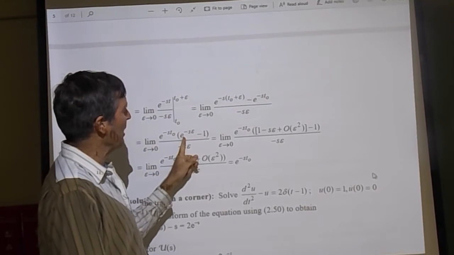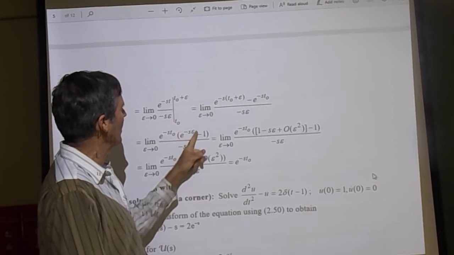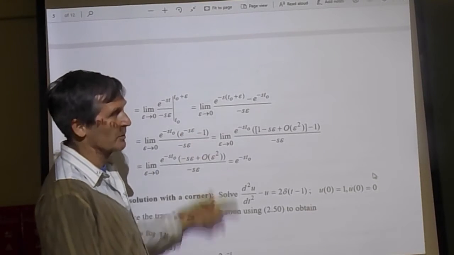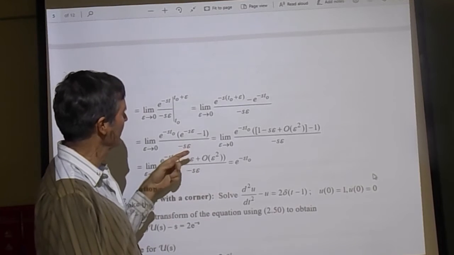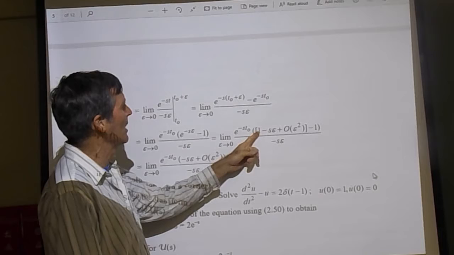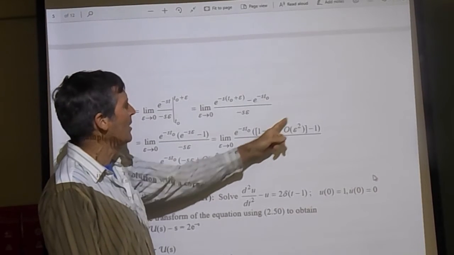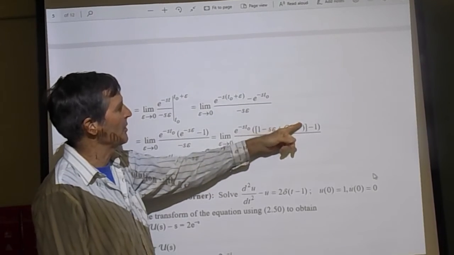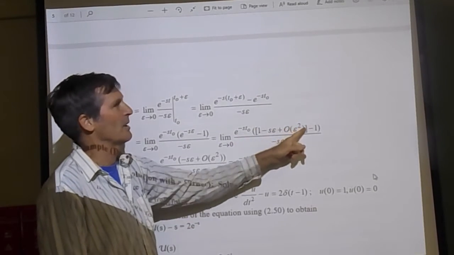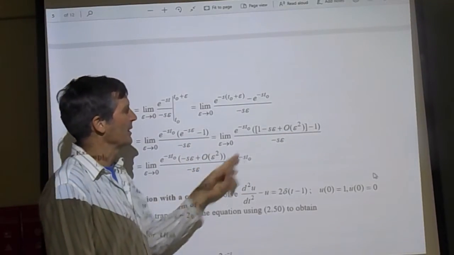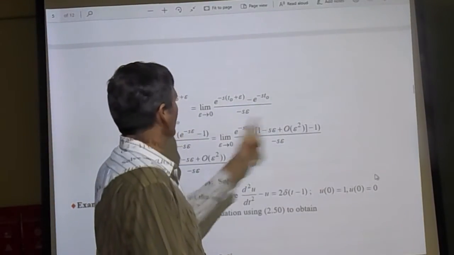Well, you could write the power series, right? The power series for e to the x is 1 plus x plus x squared over 2 factorial plus x cubed over 3 factorial. Or we'll replace x with minus s epsilon. So I have 1 minus s epsilon plus (s epsilon) squared over 2 factorial plus so on and so forth. So I put order epsilon squared here, since the remaining terms of the power series are epsilon squared or bigger. All minus 1.